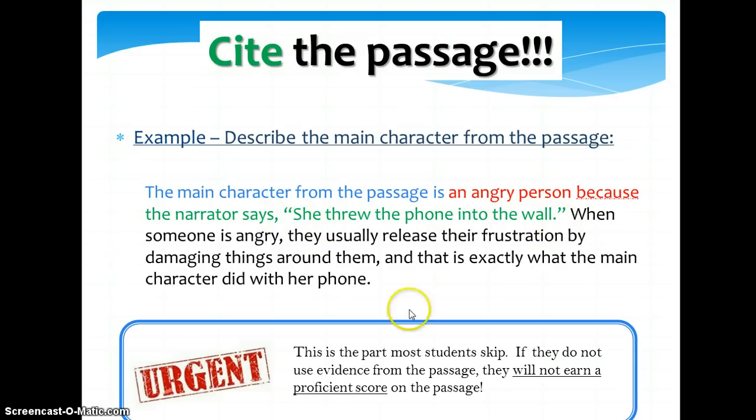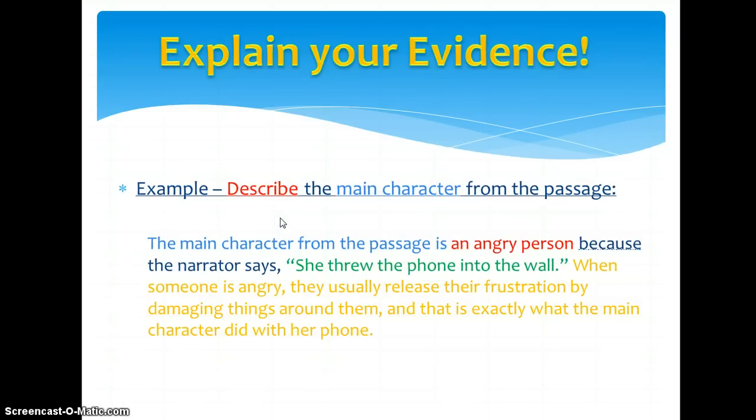This is the part most students skip. If they do not use evidence from the passage, they will not earn a proficient score on the passage. Again, be sure to use those quotation marks, refer back to what the narrator says or wrote. Always use those direct quotation marks. The last part is explaining the evidence. So you can see she threw the phone into the wall. Here the person explains, when someone is angry, they usually release their frustration by damaging things around them, and that is exactly what the main character did with her phone.